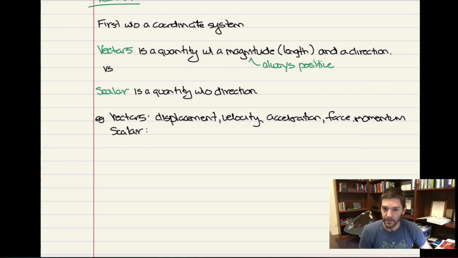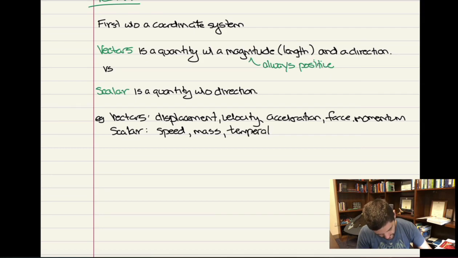Versus something like scalars that we'll see in this class. Speed, for example, is a scalar. You can be moving at 30 miles per hour. That is your speed, but it's not telling you anything about the direction you're moving. Your mass is a scalar. Temperature is a scalar. We will learn that this quantity called energy is a scalar.